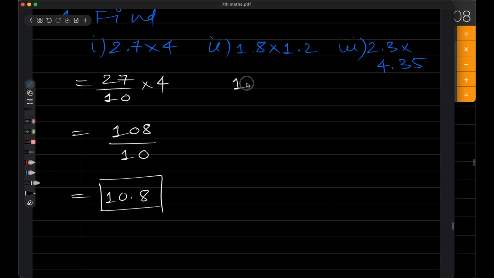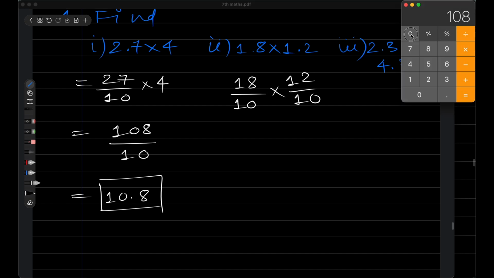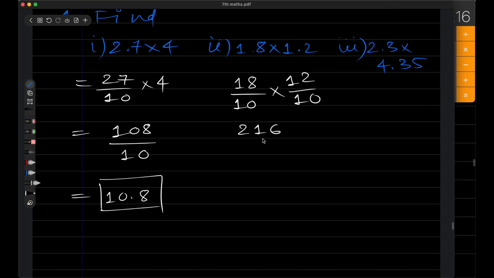Second, we have 1.8. Convert them into fraction, that is 18 divided by 10 into 12 divided by 10. Now product of numerator and denominator, that is 12 into 18 equals to 216 divided by 10 into 10, that is equals to 100. Now starting from right hand side, after the second digit put the decimal point. So starting from right hand side, second digit is 1, so answer will be 2.16.